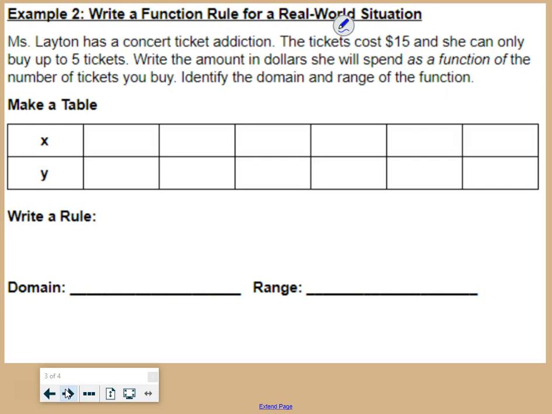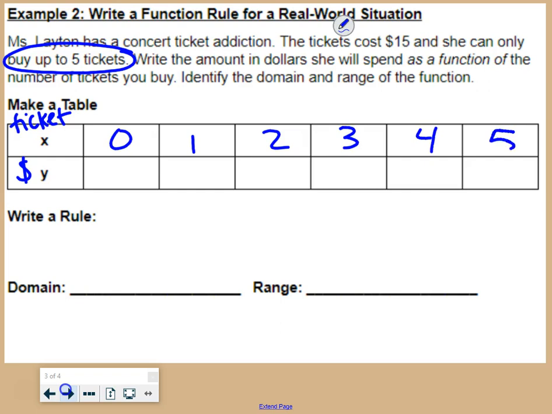X is going to be the number of tickets, because that's what's going to change the cost we're going to have to spend on those tickets. And then money will be what we have to spend. So for tickets, she can only buy up to 5 tickets. So we have 0 as an amount, 1, 2, 3, 4, and then 5.